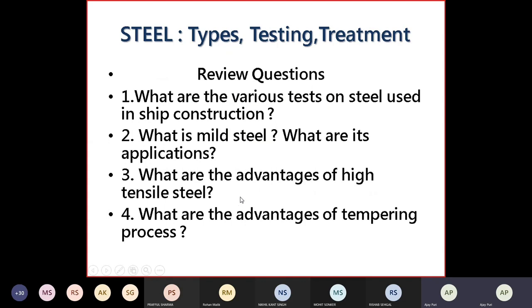So any questions on heat treatment? Any questions on heat treatment? No, sir. Okay, you understood. Not very difficult.